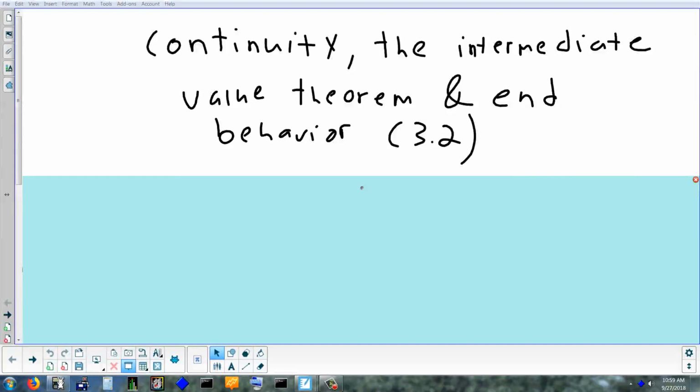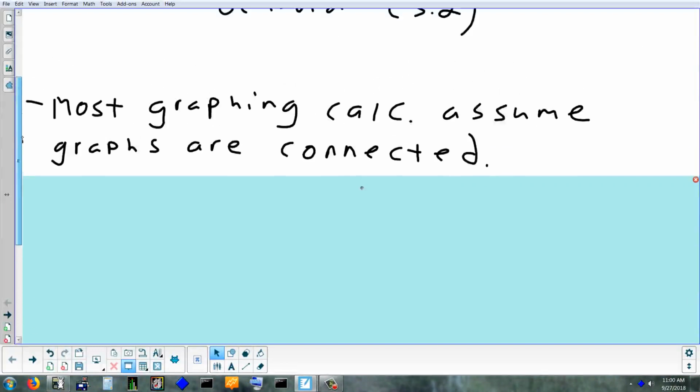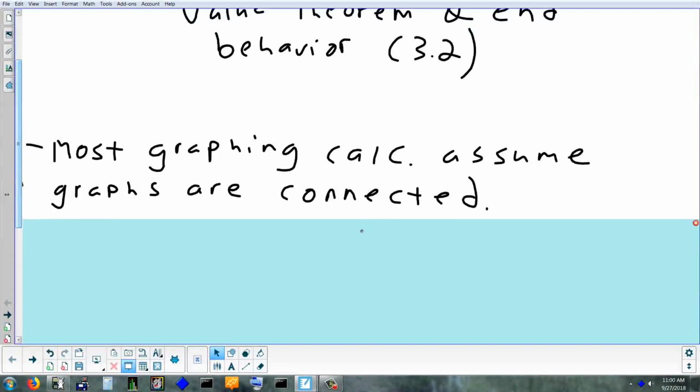Okay, so the last section we're going to look at is 3.2, and it's on, as I said, three separate things: continuity, intermediate value theorem, which are kind of related, and then end behavior, which is kind of a separate thing. We're going to make a chart to talk about end behavior. We'll get to that. So when you draw something on the calculator, most graphing calculators assume that what you're trying to draw should be connected.